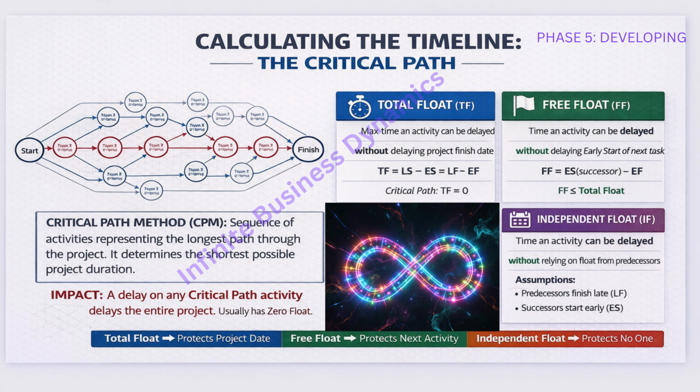And the paths that aren't critical, they have float or slack. They have that wiggle room. Total float is how much you can delay a task without delaying the project finish date. You can take a long lunch, and the project still ends on time.